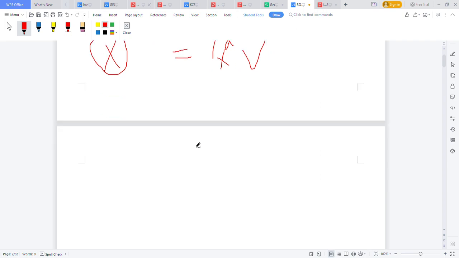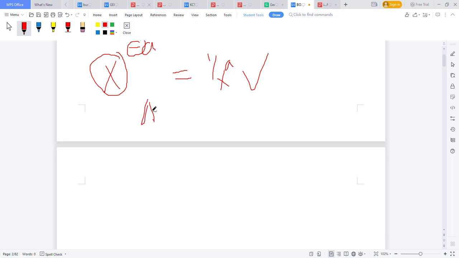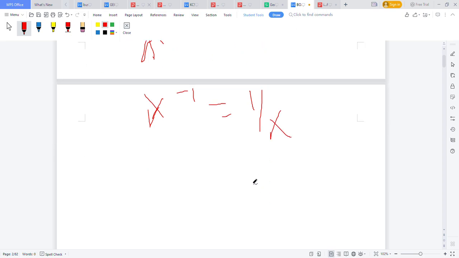So this, let me elaborate further. Maybe you have not understood what I'm talking about. If you have x raised to negative 1, this is the same as 1 over x. Now if you have x raised to negative a, this is the same as x raised to negative 1, then all of this is raised to a.